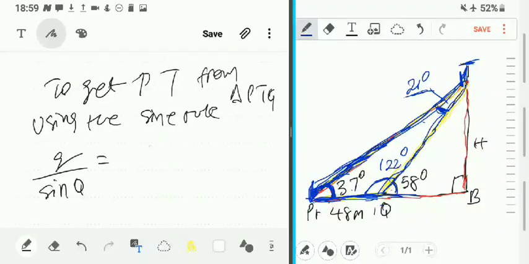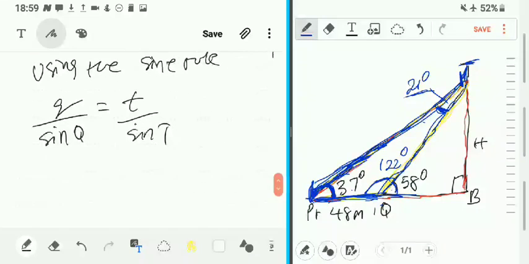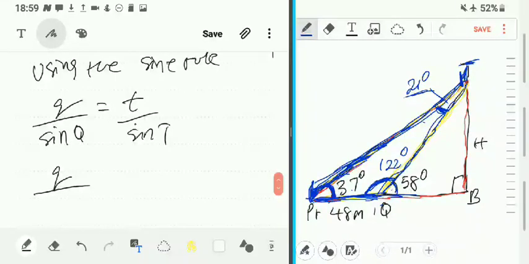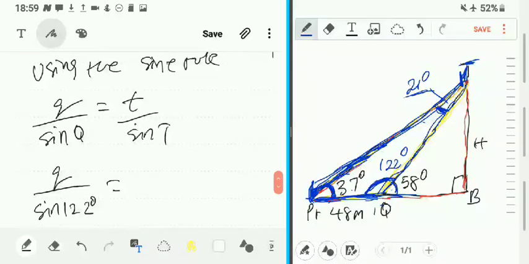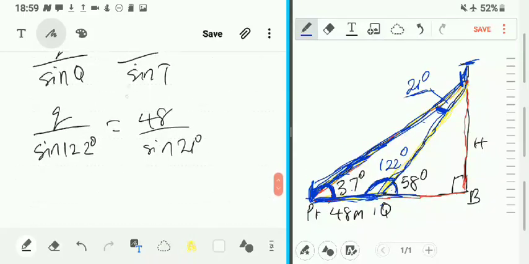All right, so T over what? Sine T. So what is my Q? My Q, that's what I'm looking for. Then what is my angle? Sine Q, that's sine 122 degrees, equal to what? Small t is 48 meters, divided by sine of big T, the angle, 21 degrees. Please, this is not Greek. Check the first video. So when you cross multiply, you have what?